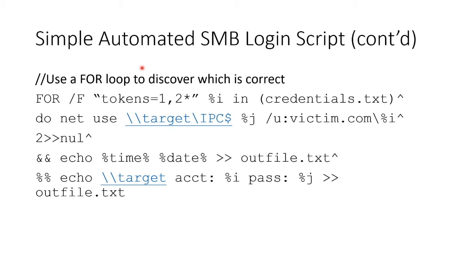So that would just be a simple automated login script against the server service, the file and print server service, using SMB against the Windows machine. Although, quite frankly, any Linux machine running Samba, you can do this against them as well.